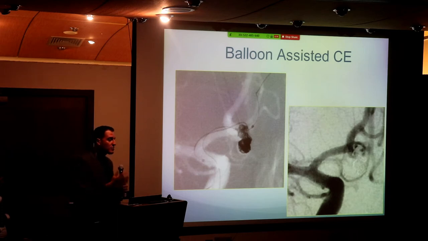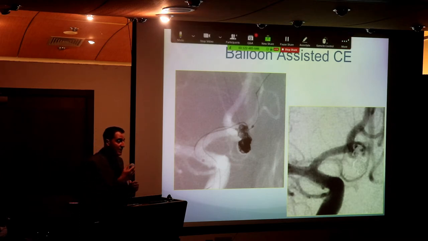We do that a lot in ruptured aneurysms because stents, as I mentioned to the resident, are not the first choice in ruptured aneurysms. And this is a very excellent technique. I use it most of the time, not only to protect the neck, but to protect the patient in case we have a rupture during the procedure.